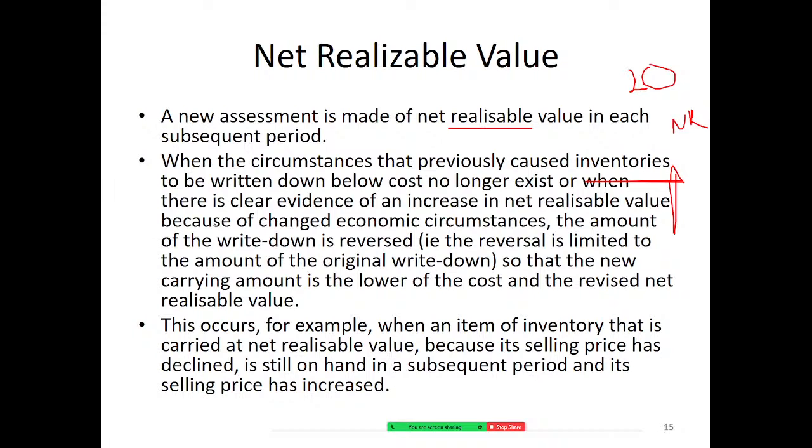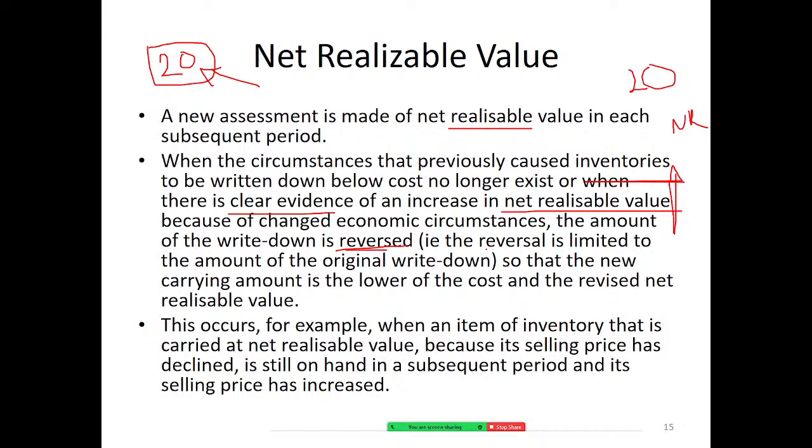If we have clear evidence about net realizable value because of changed economic circumstances, the amount of the written down is reversed. Earlier we charged 20 rupees as a written down cost, so this 20 rupees is reversed, it means cancelled out. The reversal is limited to the amount of the original written down, so that the new carrying amount is the lower of cost and the revised net realizable value.